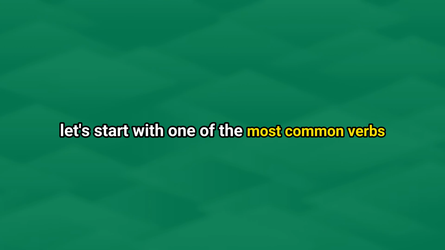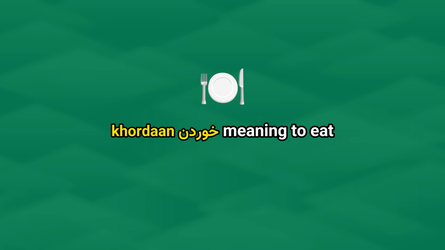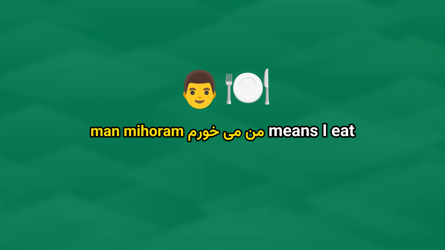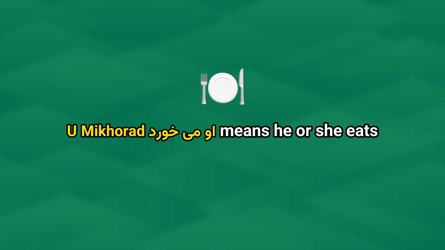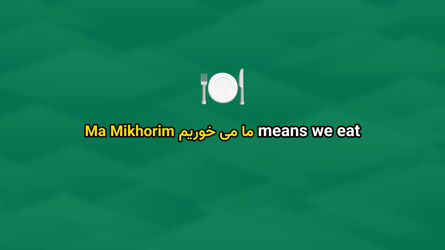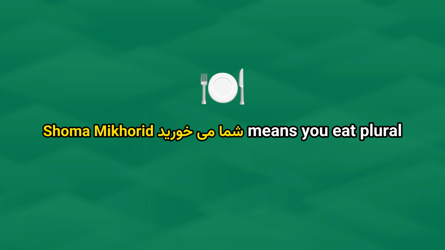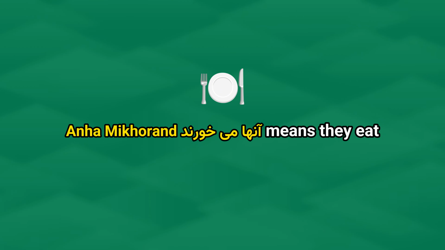Let's start with one of the most common verbs, khordan, meaning to eat. Man mikhoram means I eat. To mikhori means you eat. او میخورد means he or she eats. ما میخوریم means we eat. شما میخورید means you eat plural. آنها میخورند means they eat.